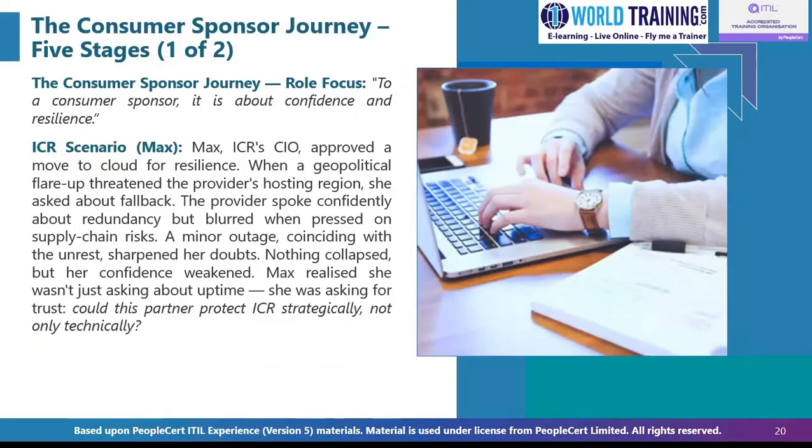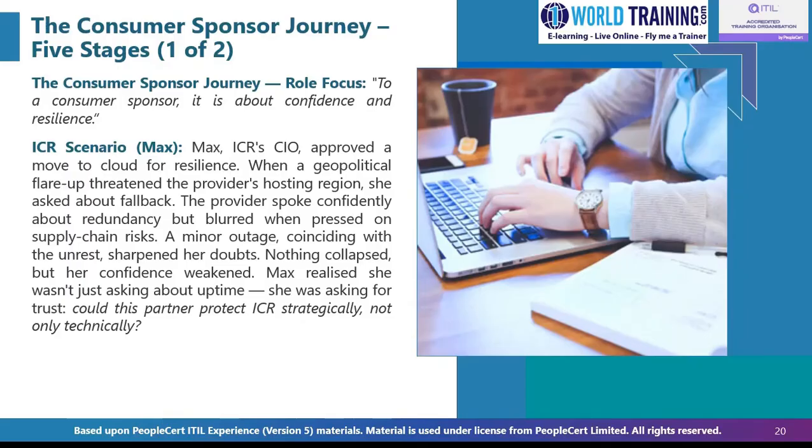The consumer sponsor journey, 5 stages. To a consumer sponsor, it's about confidence and resilience. Max, ICR's CIO, approved the move to cloud specifically for resilience. When a geopolitical event threatens the provider's hosting region, she asks about fallback options. The provider talks confidently about redundancy, but goes vague the moment she presses on supply chain specifics. A minor outage coinciding with the unrest sharpens her doubt. Nothing actually breaks, but her confidence does.